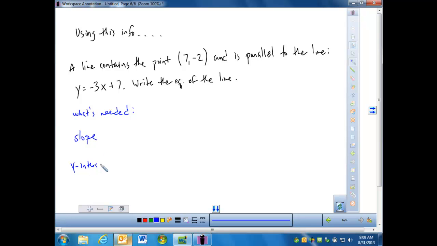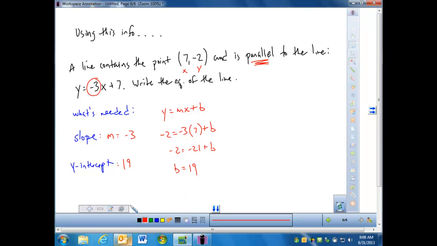So how will I find slope? Well, I've told you that the slope of that line is negative 3, and our line is parallel to that, so you already know the answer. The slope is negative 3. How will I find the y-intercept? Well, I've given you m. You've got an x as 7, and you know your y is negative 2, so plug them in. Negative 2 equals negative 3 times 7 plus b. Work all that out, and you get b equals 19. There's your equation. y equals negative 3x plus 19.